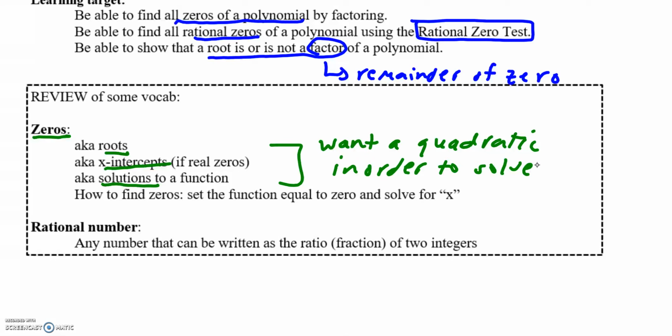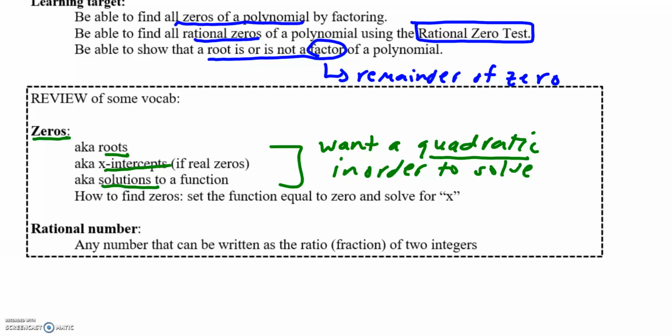So my goal for this video is, if you're given a polynomial of higher degree than 2, to eventually use synthetic division to get it to a quadratic so that we can factor or solve how we have before. Another review topic that we'll be discussing in just a minute is, again, what a rational number is. A rational number is any number that can be written as a ratio or a fraction. We're going to be going over specific examples of that in just a minute.